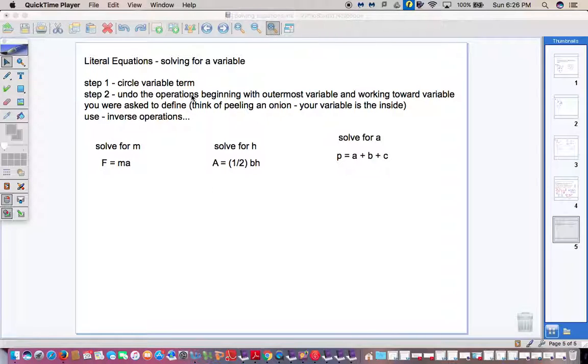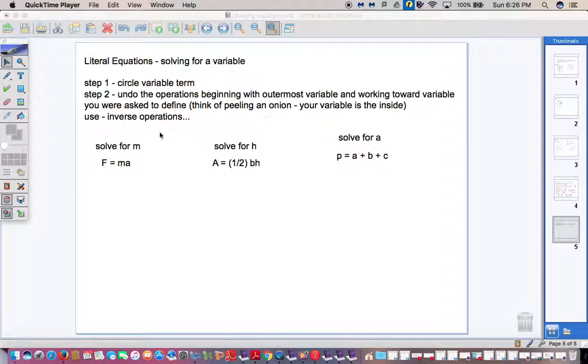Literal equations, solving for a variable, are when we just have a bunch of variables in a problem. So we don't have numbers that we're working with. We're not combining like terms. We're really just working with a bunch of variables.